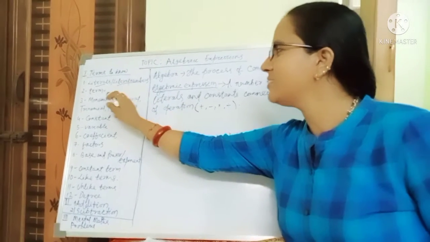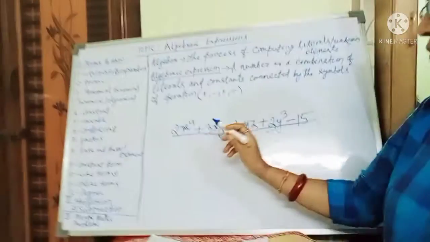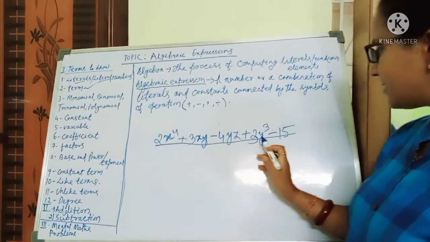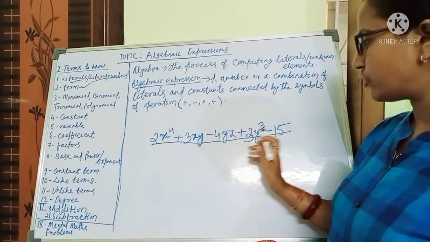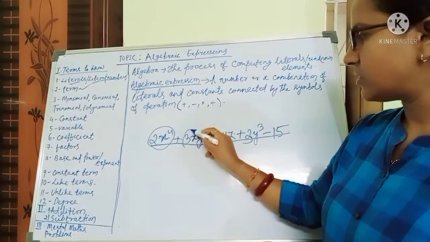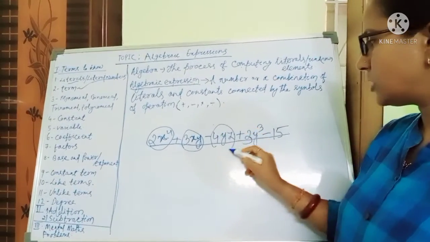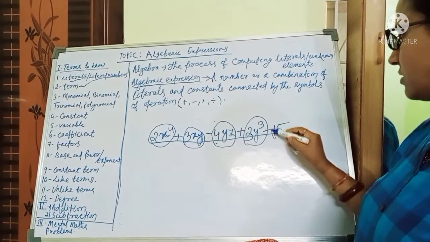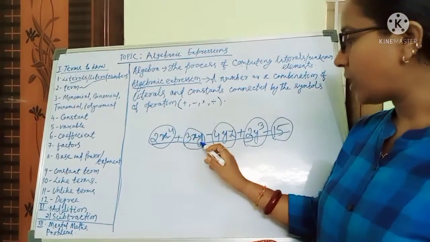So after the literals, this is term. What is a term? In this expression, it's a combination of terms. How many terms are there? This is the first term. This is the second term. This is the third term. This is the fourth. This is the fifth.